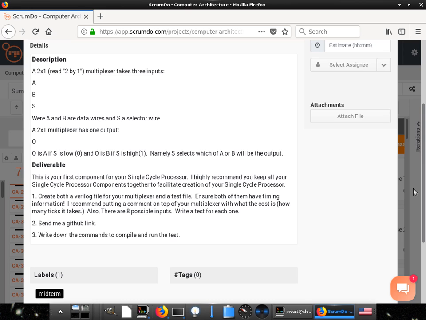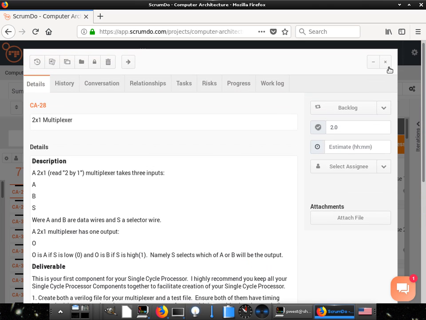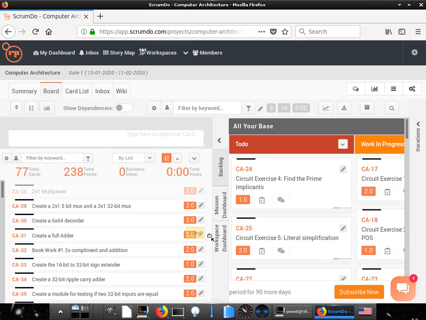Ensure you have the timing information. I recommend putting a comment on the top of your multiplexer with what the total cost is, so that makes your calculations much easier. There are 8 possible inputs. Make sure you select each one. All right, I will go ahead and assign that one.